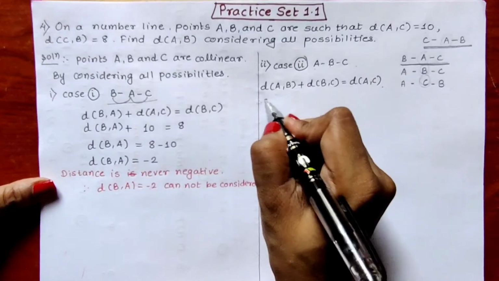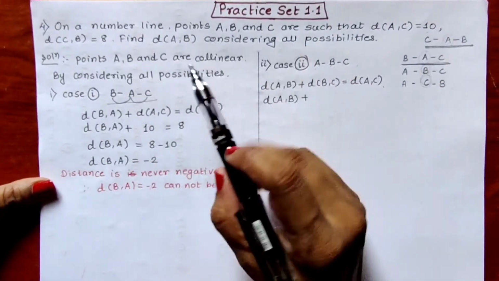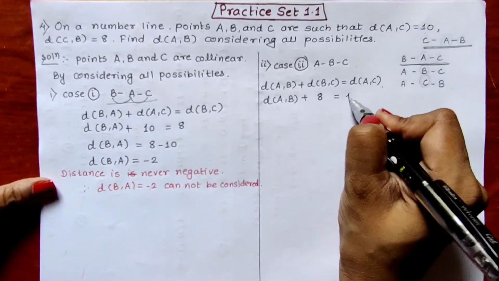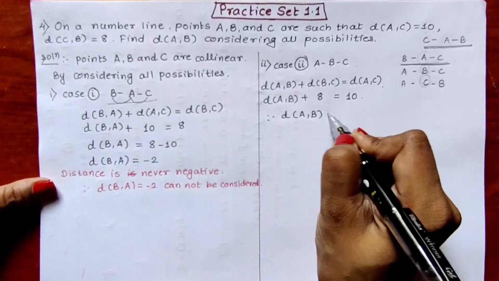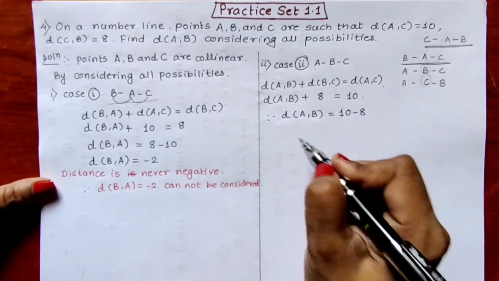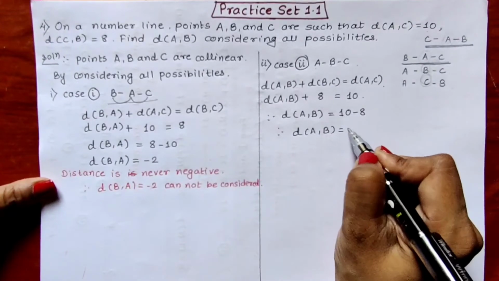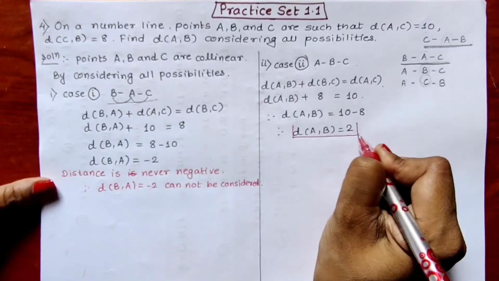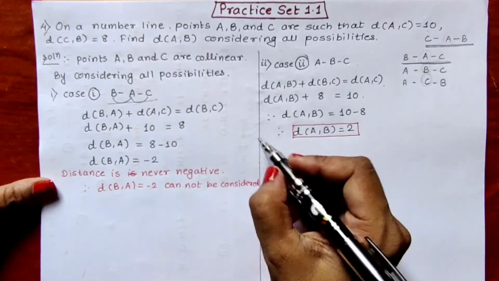Now again AB we have to find out. We write AB as it is plus BC or CB is 8 and AC is 10. Now distance AB as it is, equal to 10, plus 8 we transfer from left hand side to right hand side, it will become -8, and therefore distance AB is equal to 10 minus 8, which is 2. So distance AB can be 2. This case can be considered properly because we are getting a positive answer as the distance. So this is correct. Now let us see the third case.